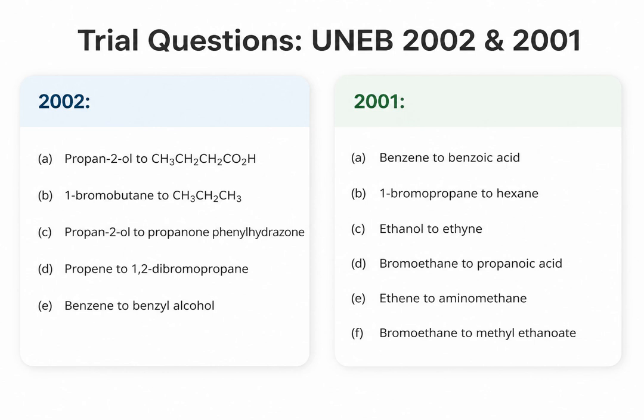For 2002 and 2001, chain lengthening and shortening are heavily tested. For instance, converting propan-2-ol to butanoic acid requires adding a carbon, likely via a Grignard reagent or a nitrile intermediate. Conversely, converting 1-bromobutane to propane requires stepping down the carbon chain. The 2001 paper also asks for the Wurtz reaction to form hexane from 1-bromopropane.